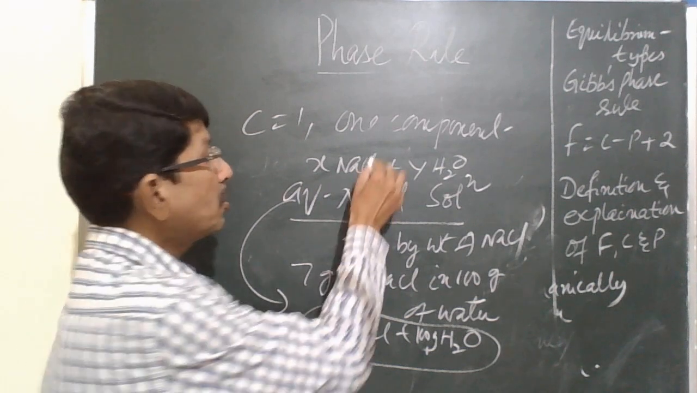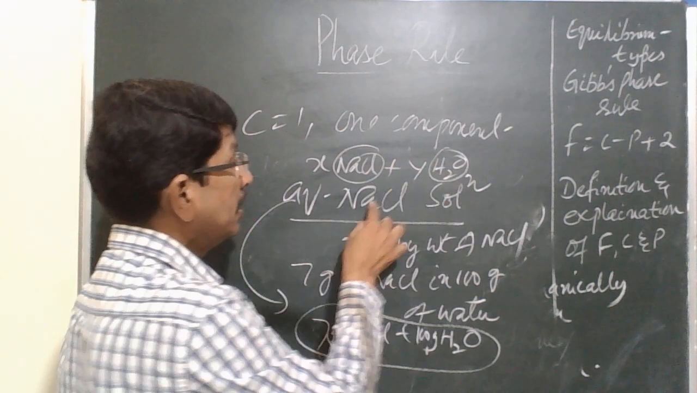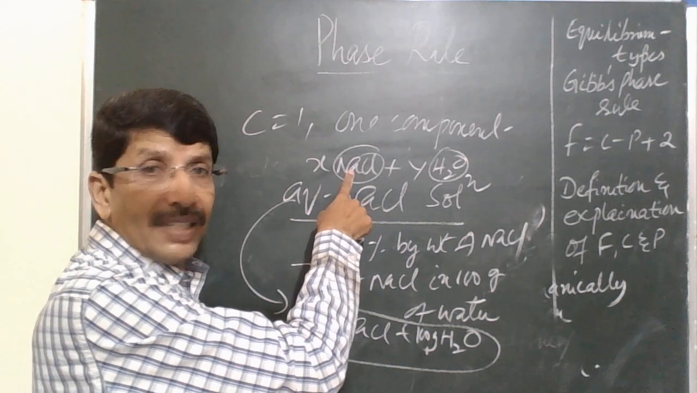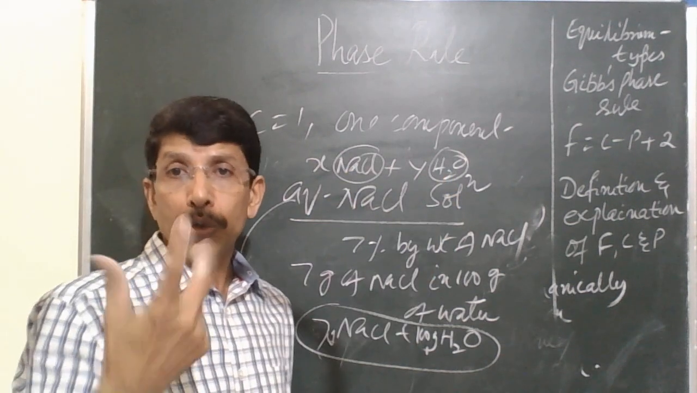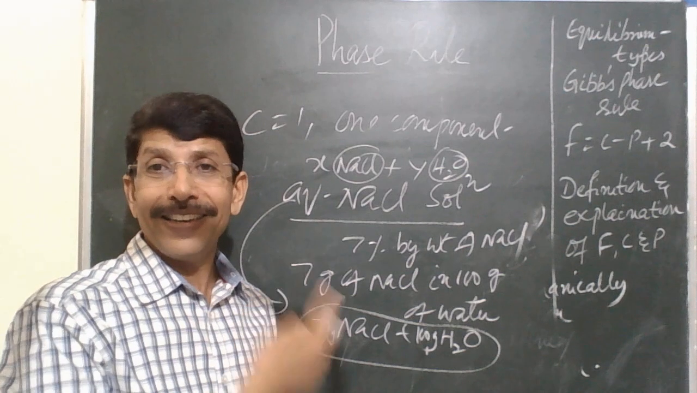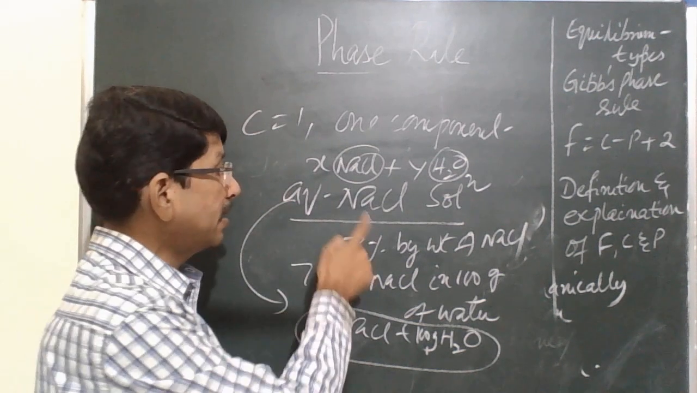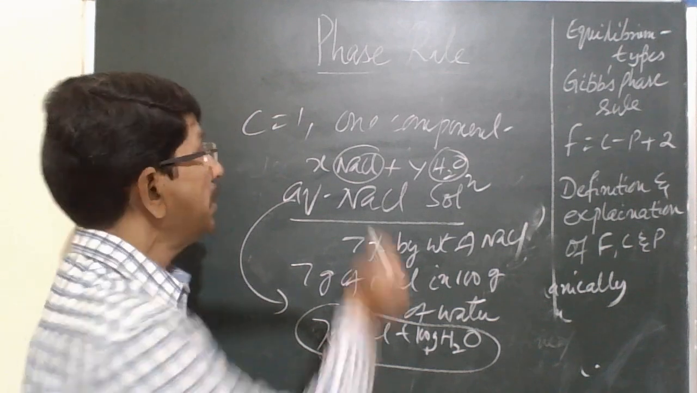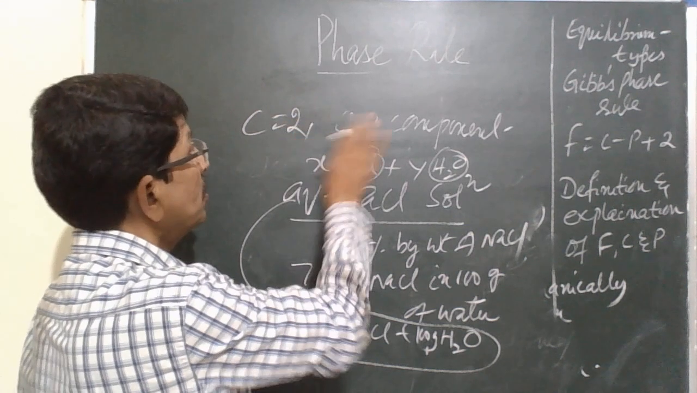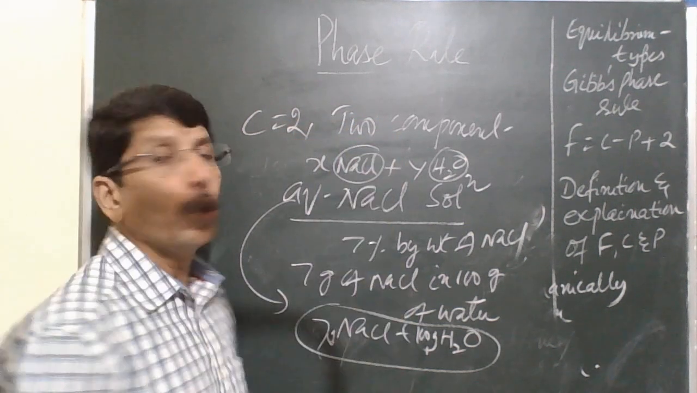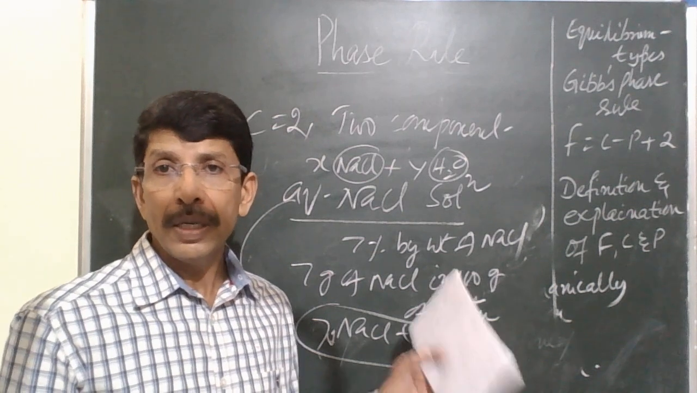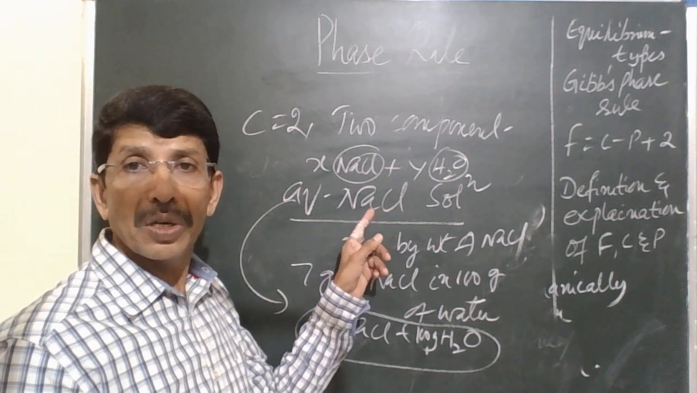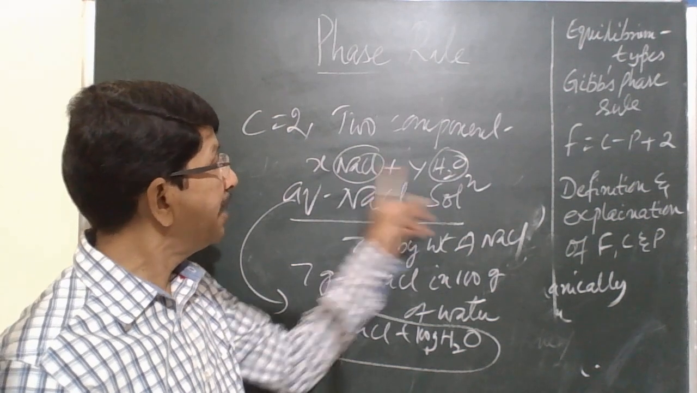So how many constituents are needed to define the composition of this? One is NaCl, the other one is H2O. So two components are needed to specify the composition of this sodium chloride solution. So here the number of components is 2, so it's a 2-component system, right? We are able to represent the composition of this solution in the form of an equation.